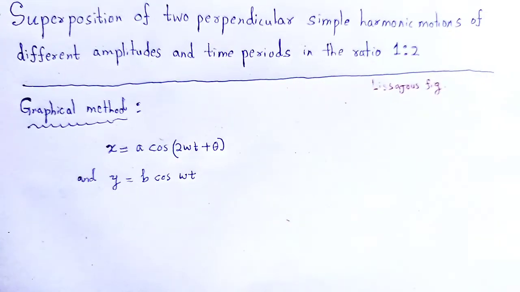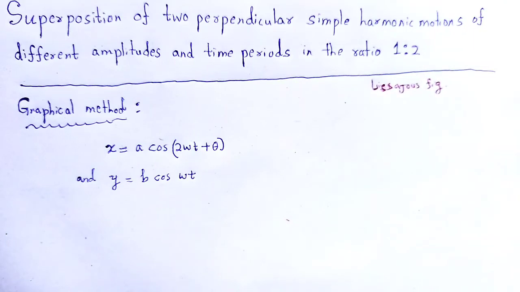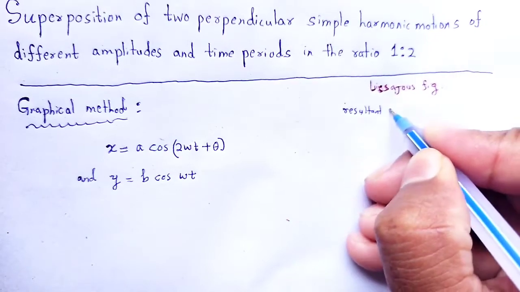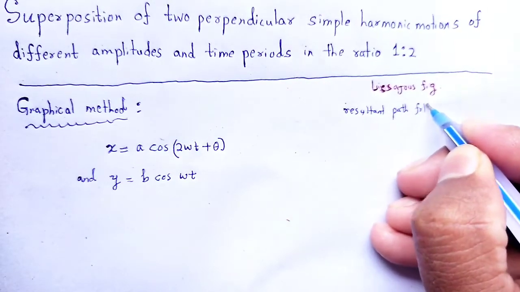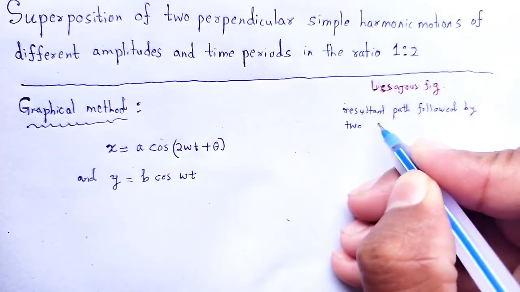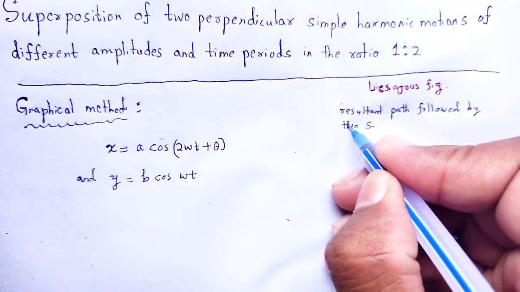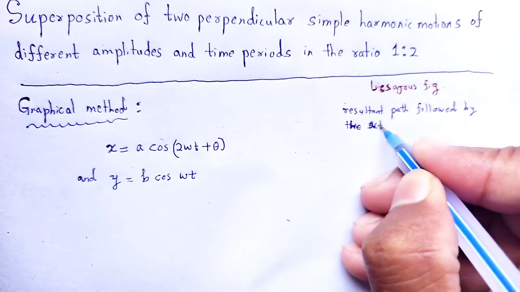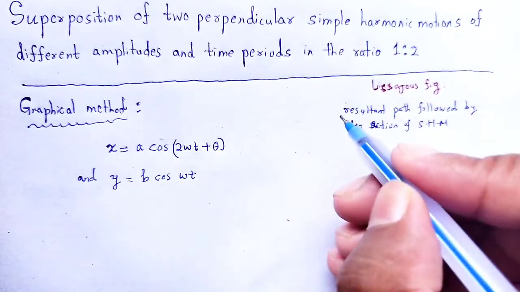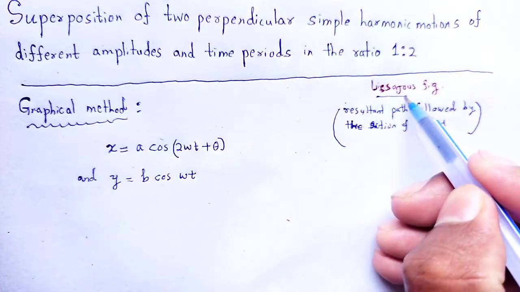Here the Lissajous figure is nothing but the resultant path followed by a particle under the action of two simple harmonic motions. That resultant path is known as the Lissajous figure.